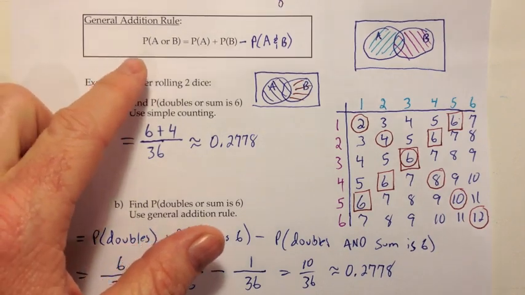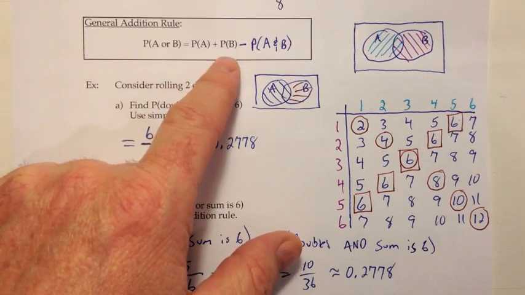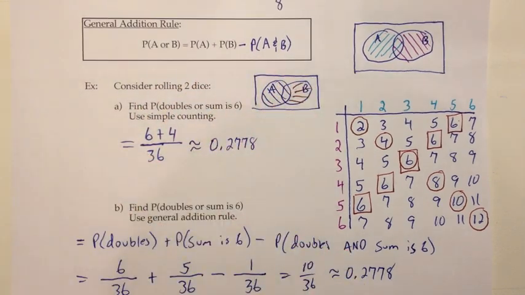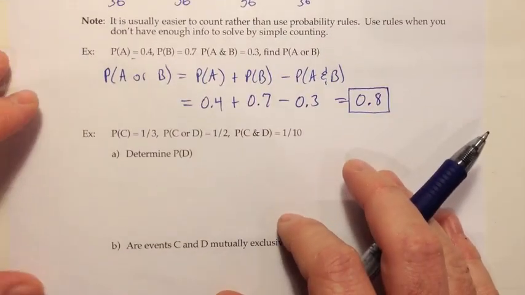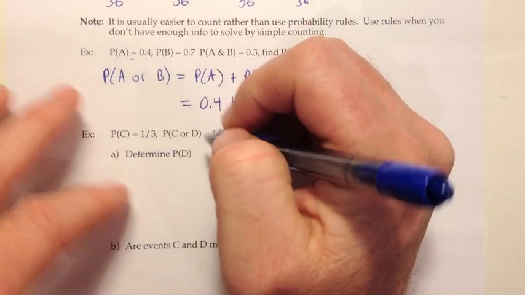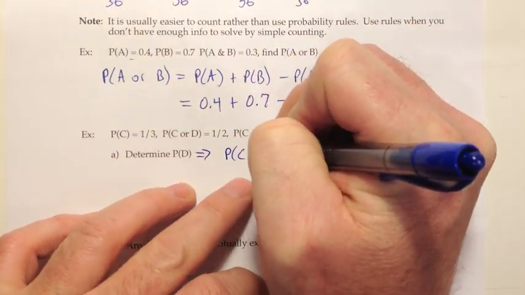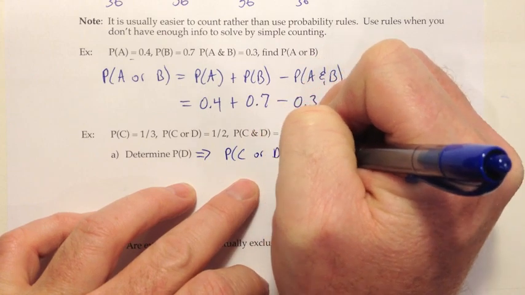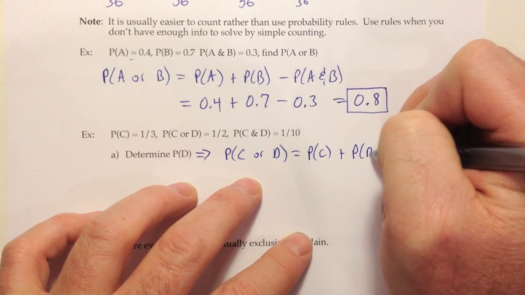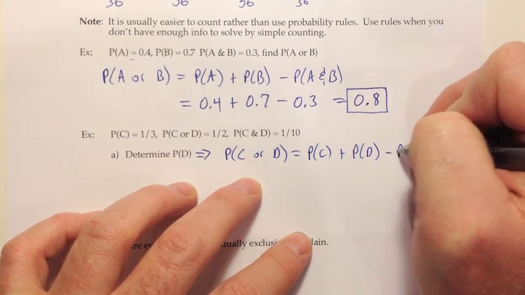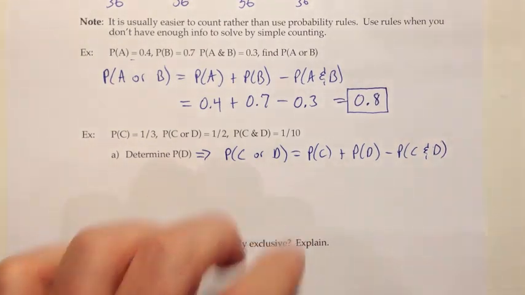So the probability of any event or another event is the probability of the first plus the probability of the second minus the probability of the overlap. So that's true regardless of the letters. I'm going to start out here by just rewriting the formula in terms of these letters. The probability of C or D should be equal to the probability of C plus the probability of D minus the probability of C and D.